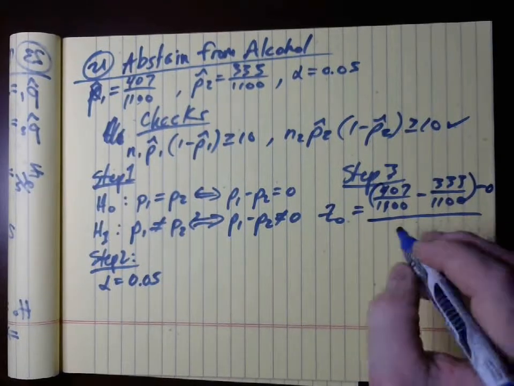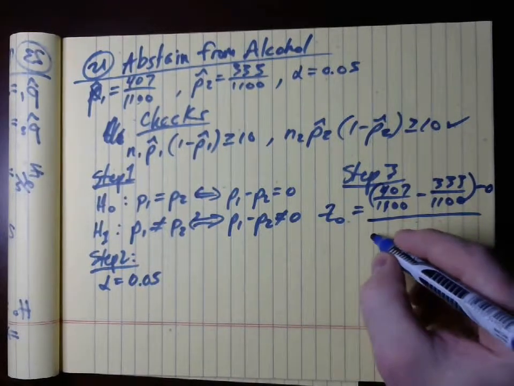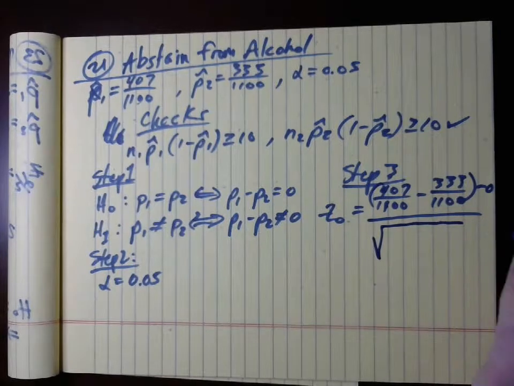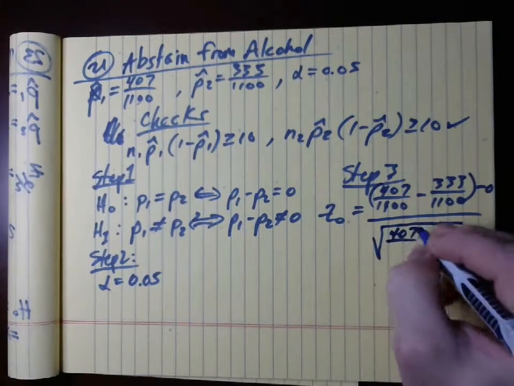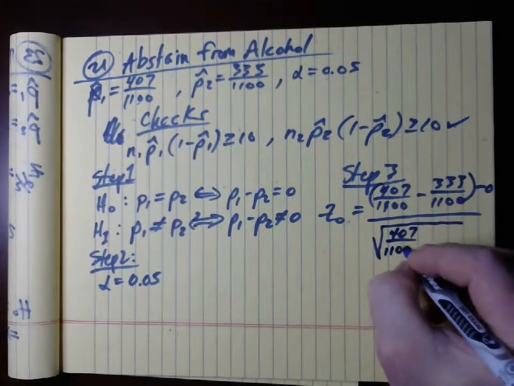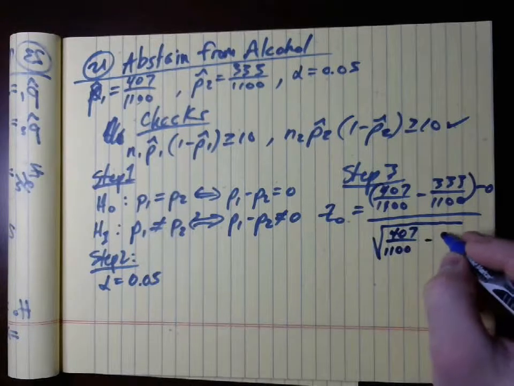For chapter 11. And so now what we have is the square root of the standard error. And that would be 407 over 1100 minus 333.